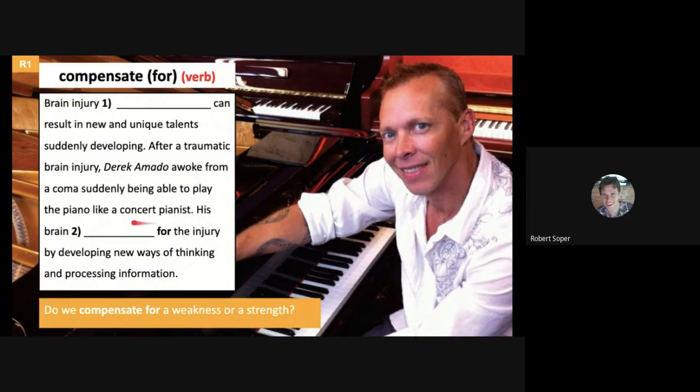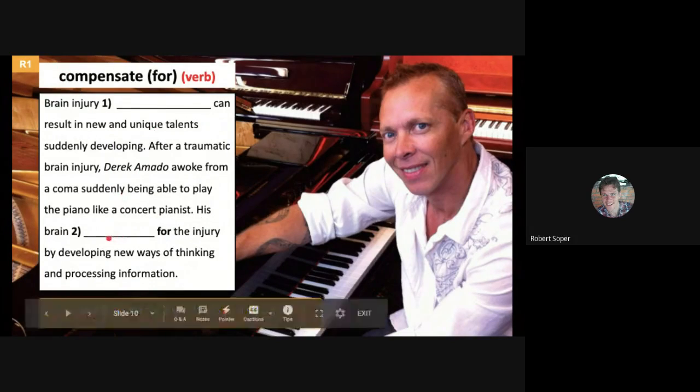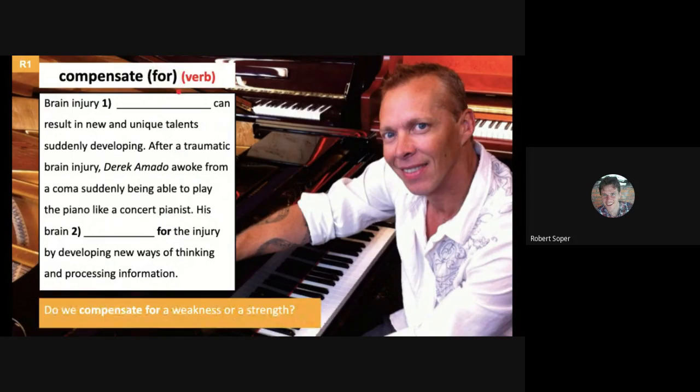Hopefully, you also realize that it was going to be the verb form here, or the verb part of speech. The key being it came after the subject, and there was also a little clue with the for. The for will often come after the word in the verb form.